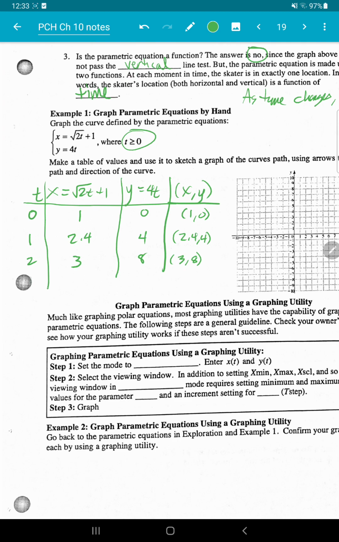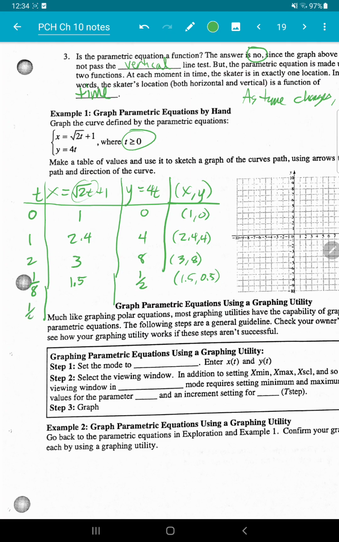Let's do the value of 1/8 actually. So if we do the value of 1/8, we'll get 2 times 1/8, which is 1/4. Root of 1/4 will give us 1/2, and 1 plus a half will give us 1.5. And then when we plug in 1/8 into the y equation, we'll get a value of 1/2, so we'll get 1.5 comma 0.5. And let's just do one more for good measure.